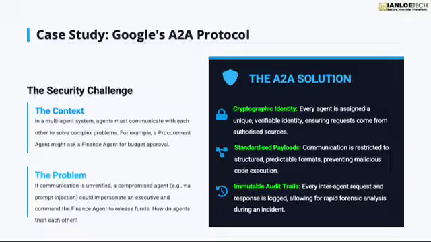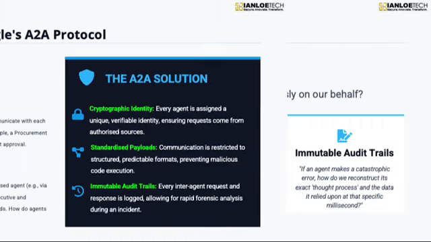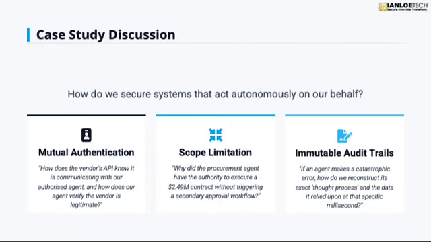Immutable audit trails. Every interagent request and response is logged. When an incident occurs, a forensic team can trace every communication between agents, identify the point at which the system was compromised, and reconstruct exactly what instructions were passed and by whom. The central question: how do we secure systems that act autonomously on our behalf?